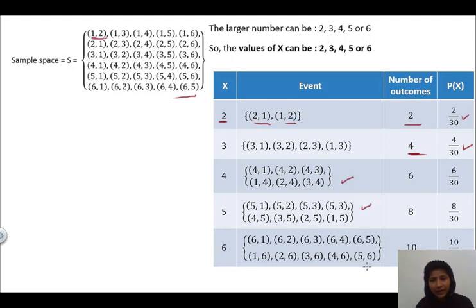Similarly for 4, 5 and 6 we have written where 4 is greater, 5 is greater, 6 is greater. Counted the number of elements, divided with the total number of elements to find out the probability.